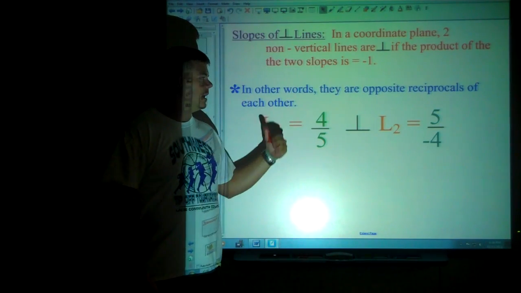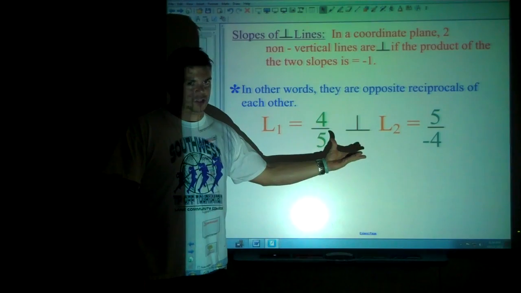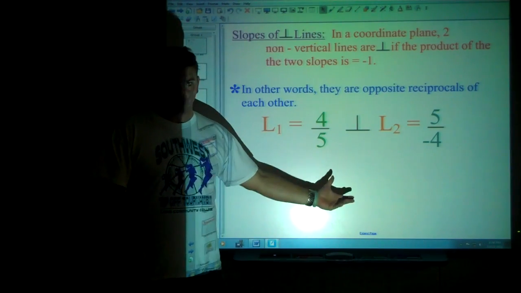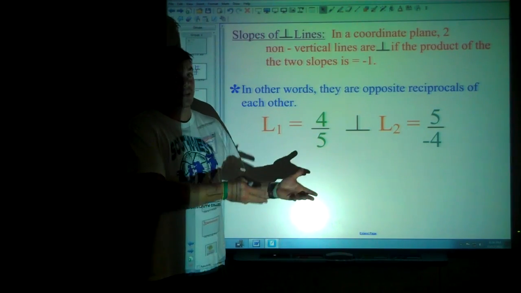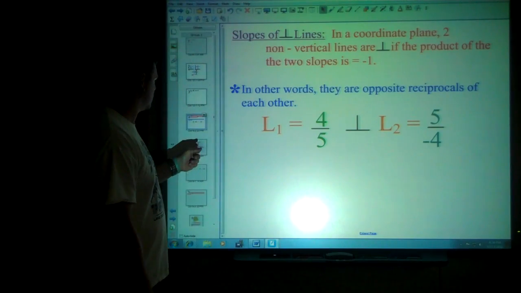Very common mistake. People forget that they have to be opposites. Sometimes they forget that they're reciprocals, but they remember the opposite. You got to remember both. You got to remember they're opposite reciprocals.